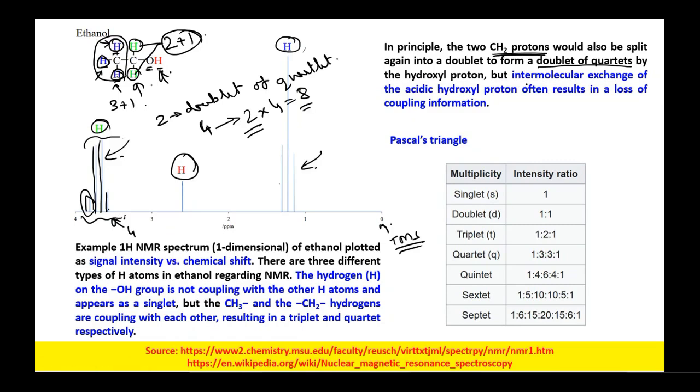Why? This is because this acidic hydroxyl proton undergoes intermolecular exchange, and due to this there is a loss of coupling information. Due to this same reason, since there is a loss of coupling information, it is also affecting this hydrogen peak over here. If you see, you have this hydrogen atom.